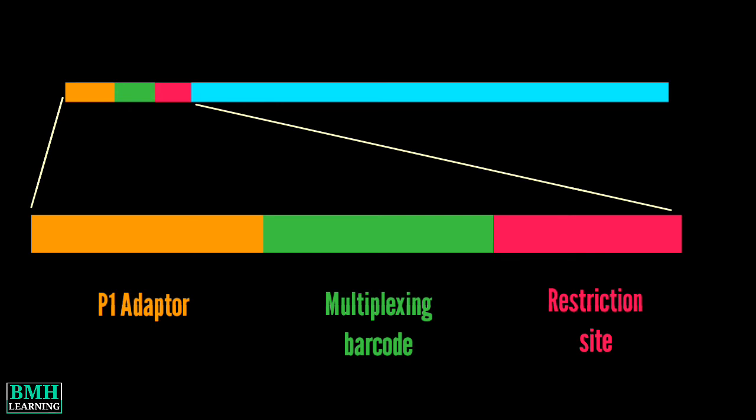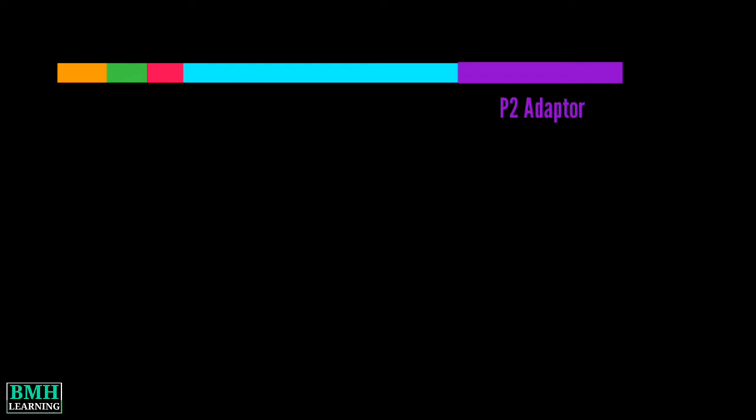P1 also contains the sites of the amplification and sequencing primers. The next step is a mechanical fragmentation associated with a size selection of the fragments according to sequencing requirements. The P2 adapter is then ligated to the selected fragments.